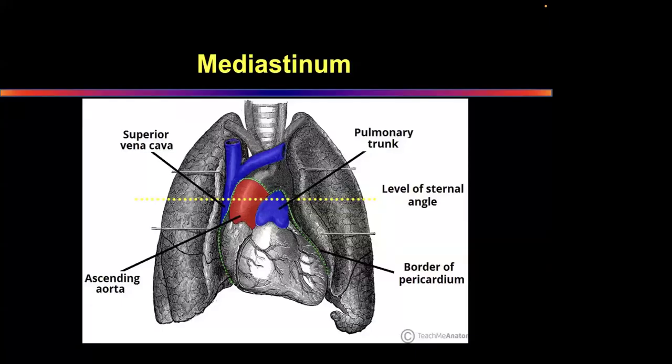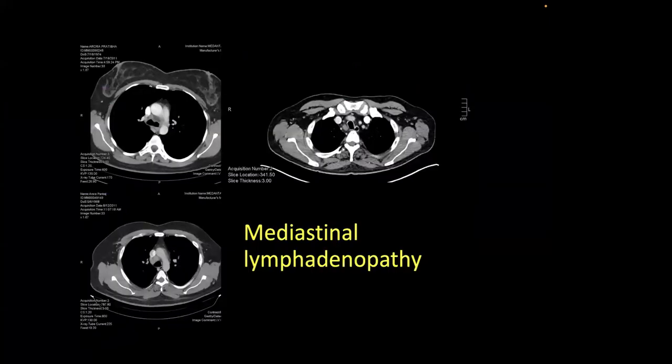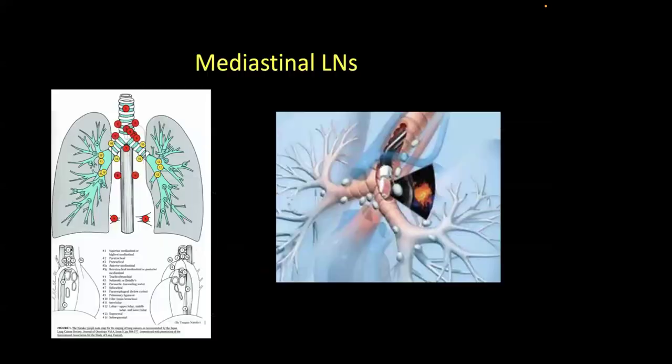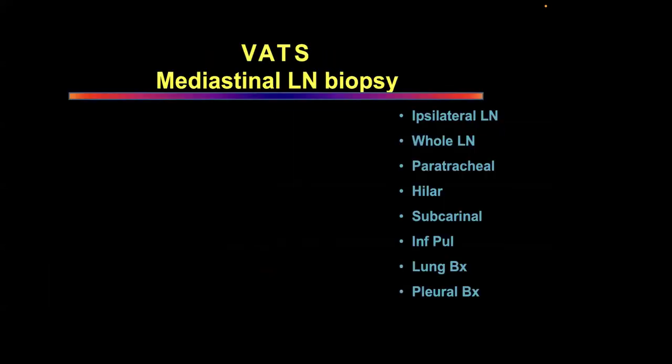Now I will talk about the mediastinal problems. The mediastinum is the area between the two lungs, the center of the chest cavity, behind the sternum and between the sternum and the spine. For undiagnosed mediastinal lymphadenopathy, these days EBUS is the best modality to diagnose the cause. At times the EBUS is inconclusive. Then we do a VATS mediastinal lymph node biopsy.